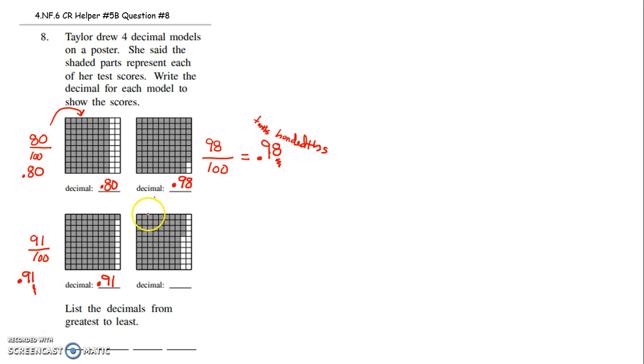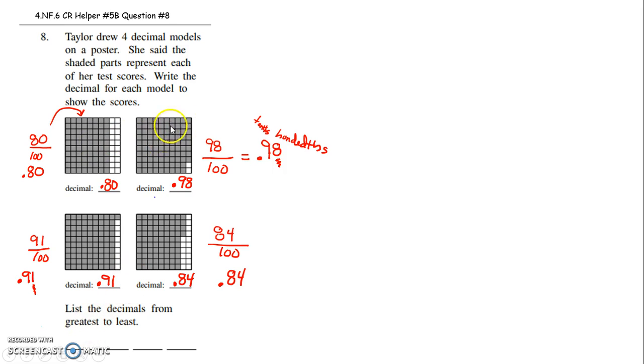And finally, how many did they get right here? 10, 20, 30, 40, 50, 60, 70, 80, 81, 82, 83, 84. 84 out of 100 correct. You just count up how many are shaded. 84 out of 100. So 84 hundredths is 0.84. So that's 84 hundredths. List the decimals from greatest to least.